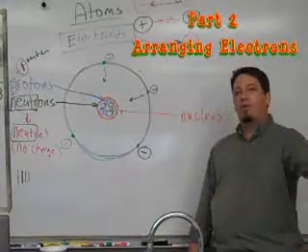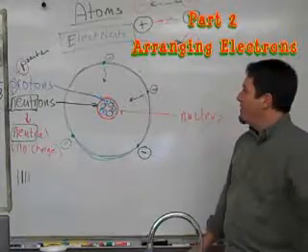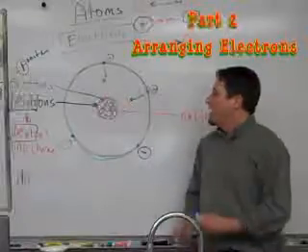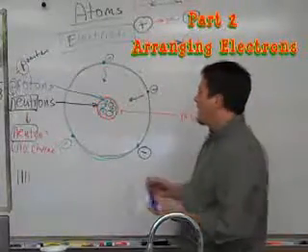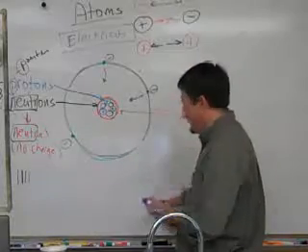I asked, what's wrong with this picture? And Ethan correctly told me there are more negatives than there are positives. Yeah. In any atom, you always have the same number of protons as electrons. So let's get rid of one of these.